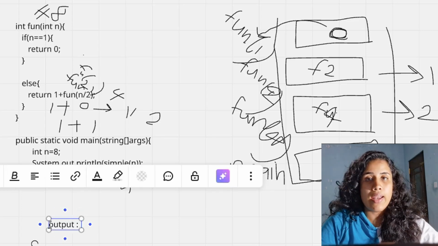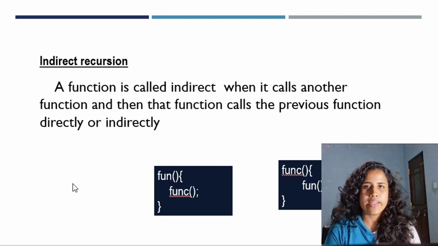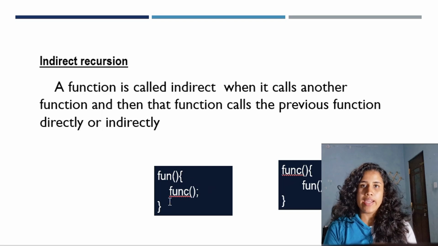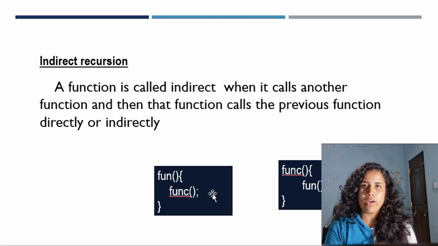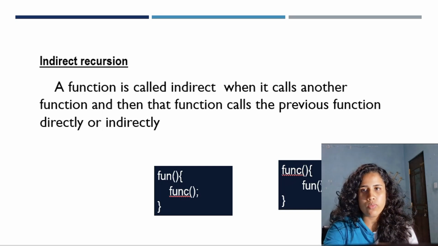Move to the last recursion type, which is indirect recursion. What is indirect recursion? A function is called indirect recursion when it calls another function, and then that function calls the previous function directly or indirectly. So here we can see the example.